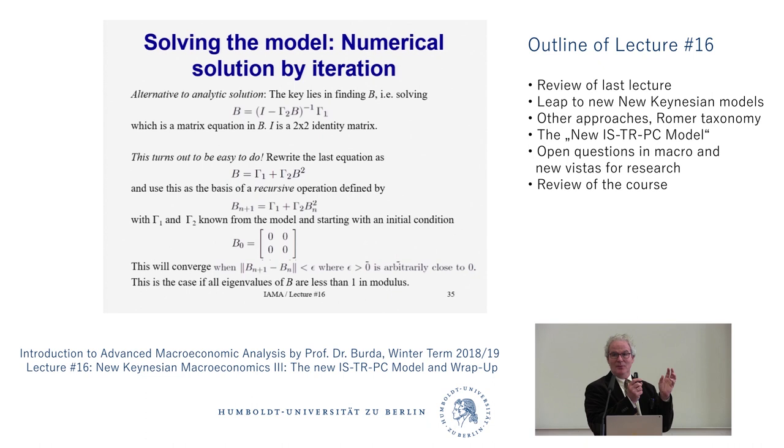So this turns out to be really trivial. And you can do this on your own with an Excel spreadsheet or a MATLAB program. You just have to rewrite this in this form. So here you have this. This is my implied B from this choice of B.